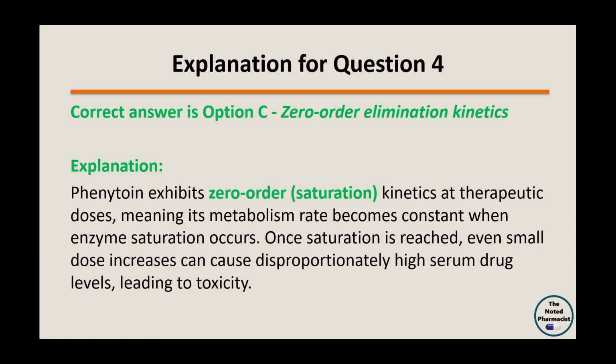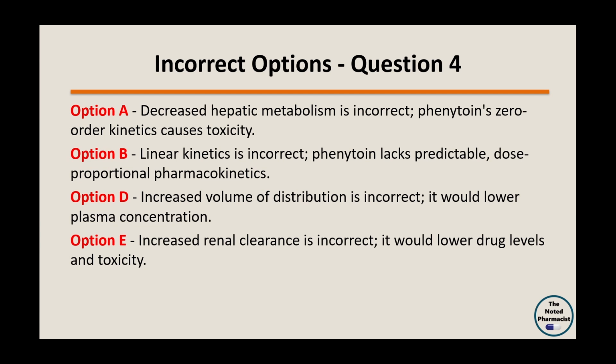This is often why phenytoin blood levels need close monitoring, as toxicity can occur unpredictably without dosage adjustments. Why other options are incorrect? Option A, which says decreased hepatic metabolism, is incorrect because while decreased metabolism could lead to toxicity, it is the zero-order kinetics of phenytoin specifically that causes its nonlinear accumulation.